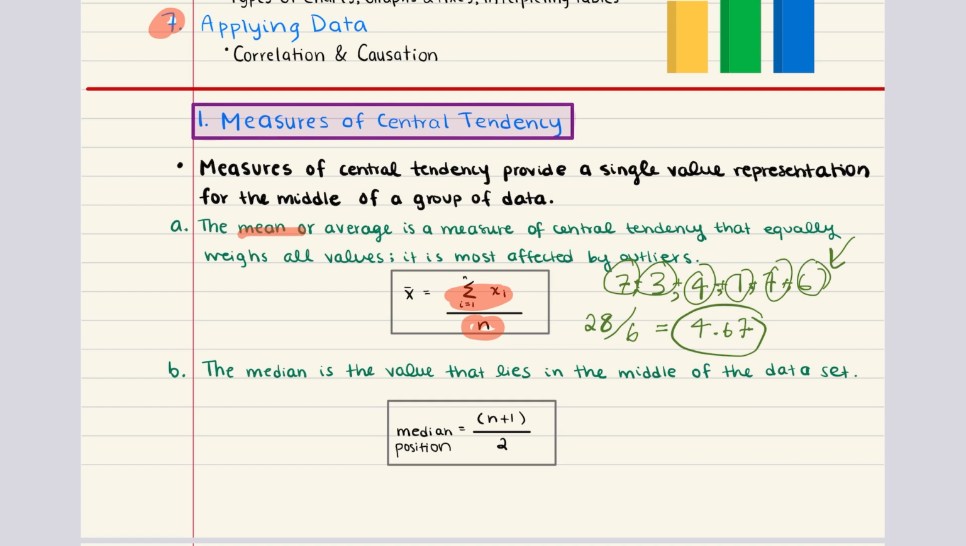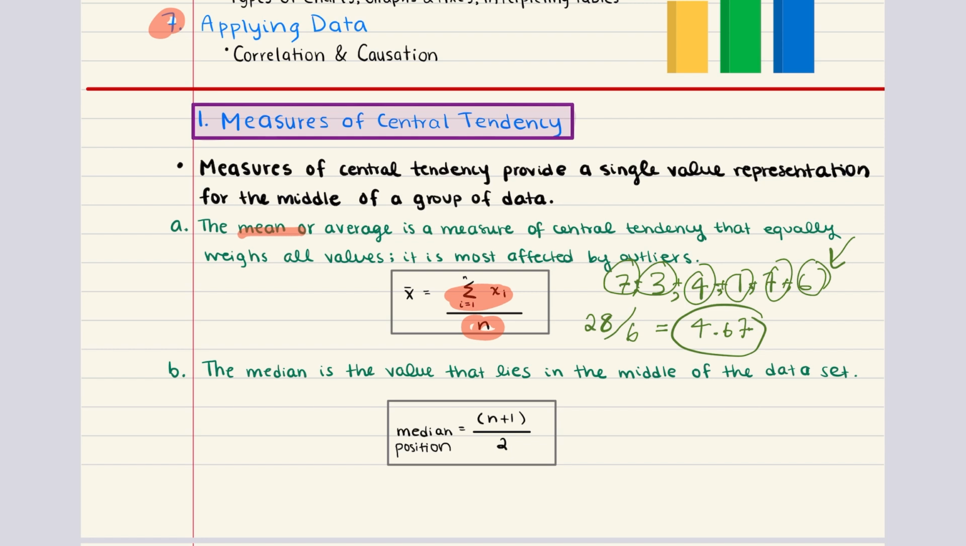Now the mean equally weighs all of the values in the data set, but because of this, it's sensitive to outliers, which can significantly skew the results. For instance, if one of the values in this data set was replaced with 100, then the mean would increase dramatically, even though most of the data points remain relatively small.